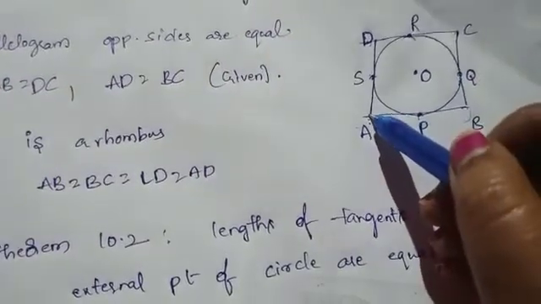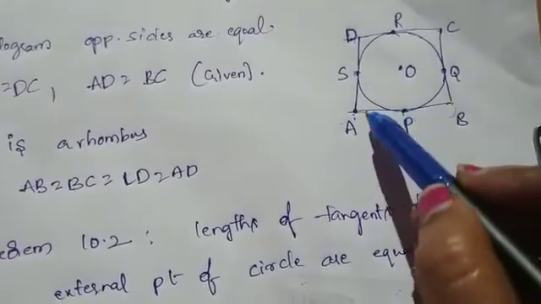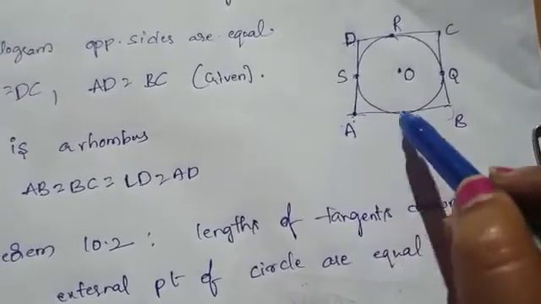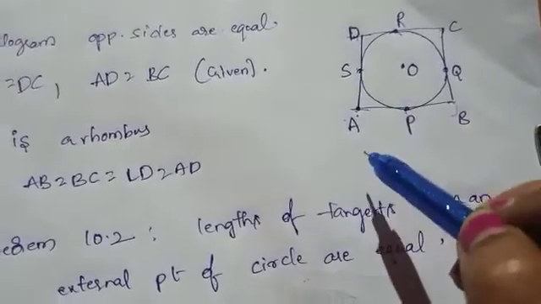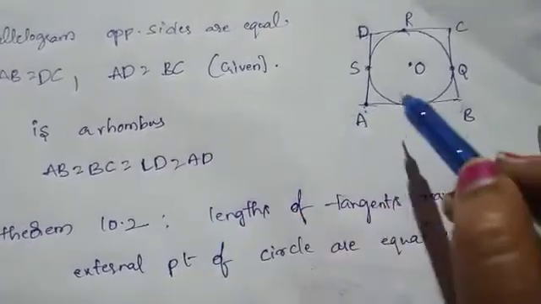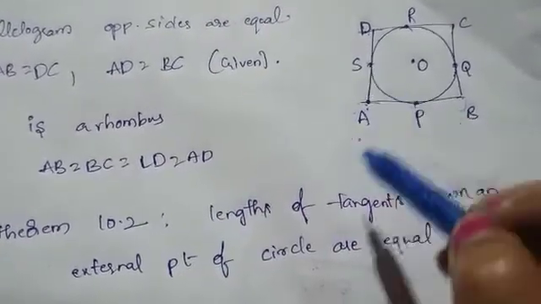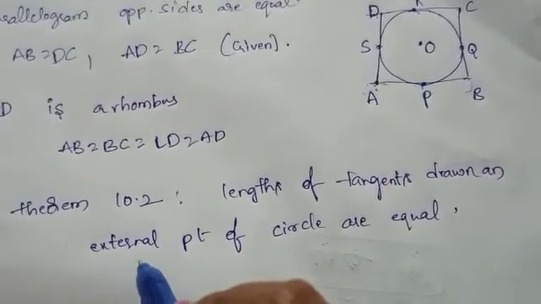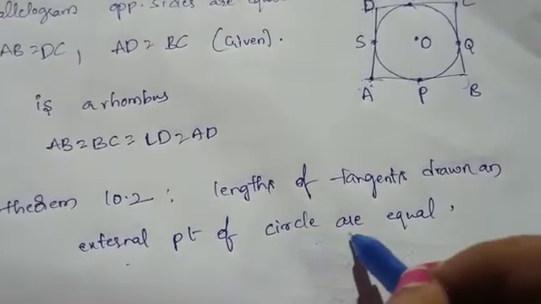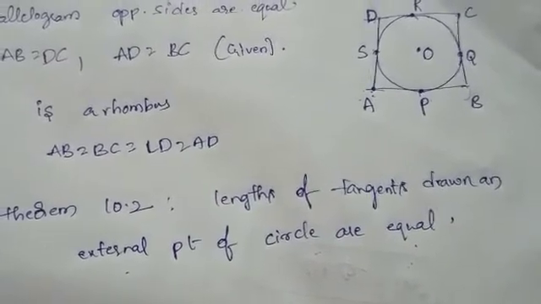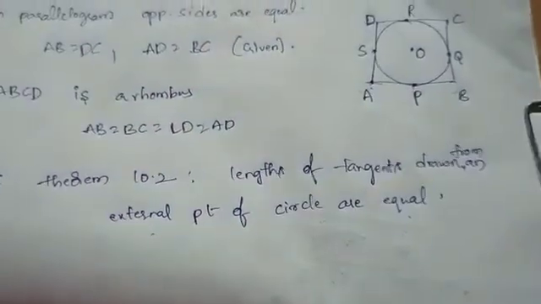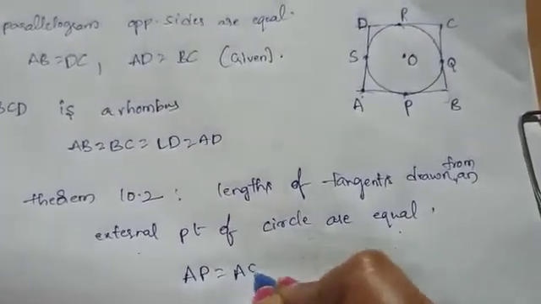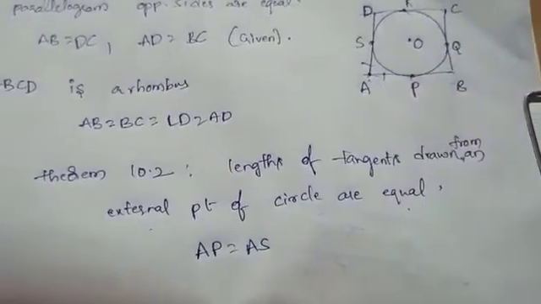Here A is the external point, and two tangents are drawn from it. They are AP and AS. According to theorem 10.2, AP equal to AS, as lengths of tangents drawn from an external point of the circle are equal. So, AP equal to AS.